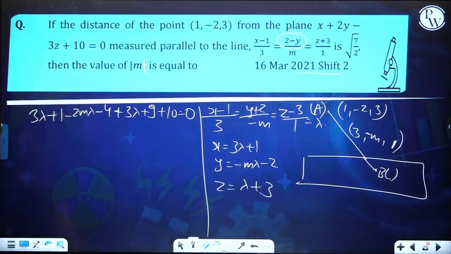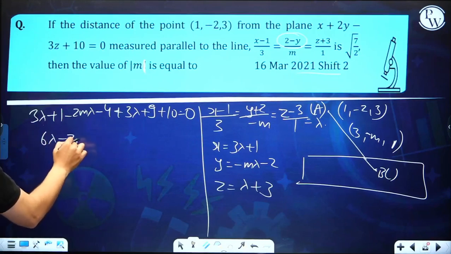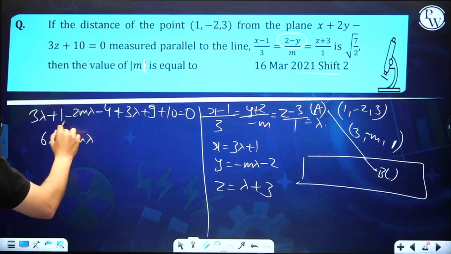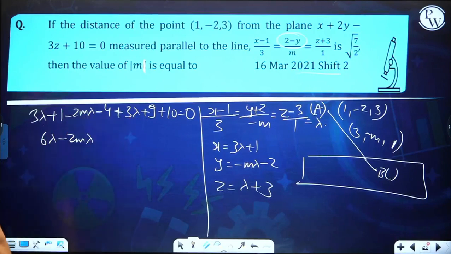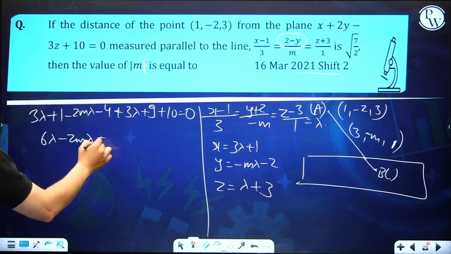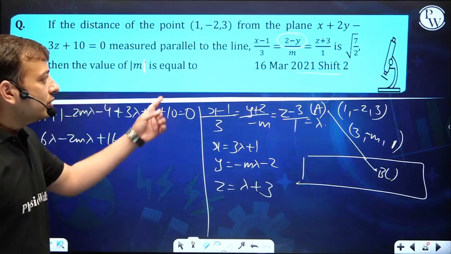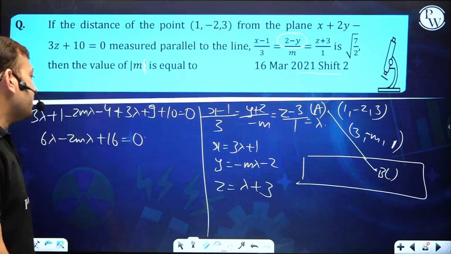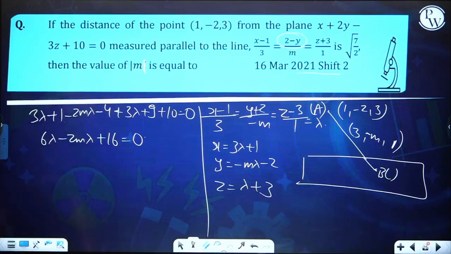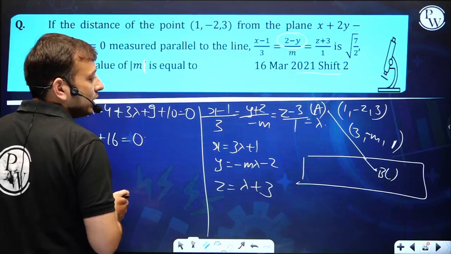Now, if you solve this, 3 plus 3, 6 lambda minus 2m lambda, and this is 1 plus 9, 10, 10 minus 4, it's 6, 6 plus 10, 16, is equal to 0. Also, the distance is given as root 7 by 2.